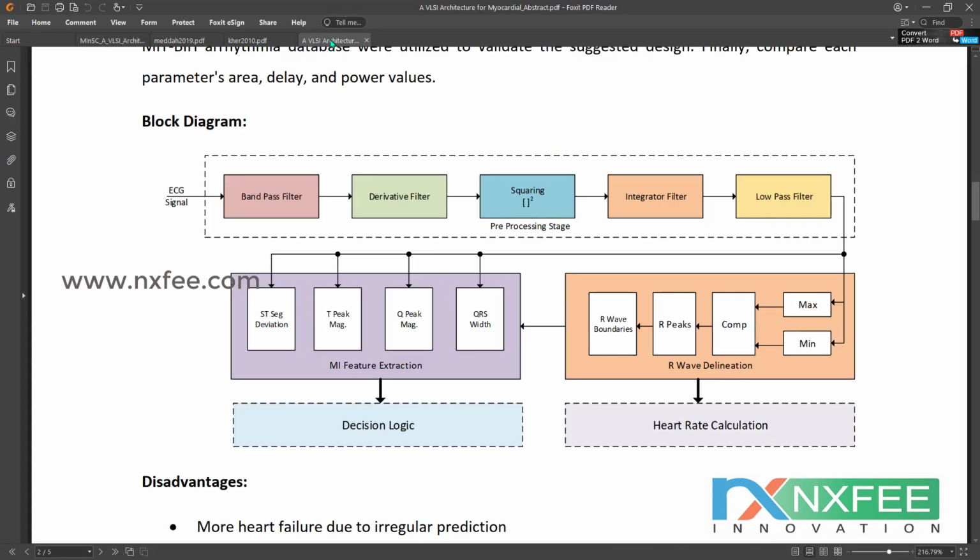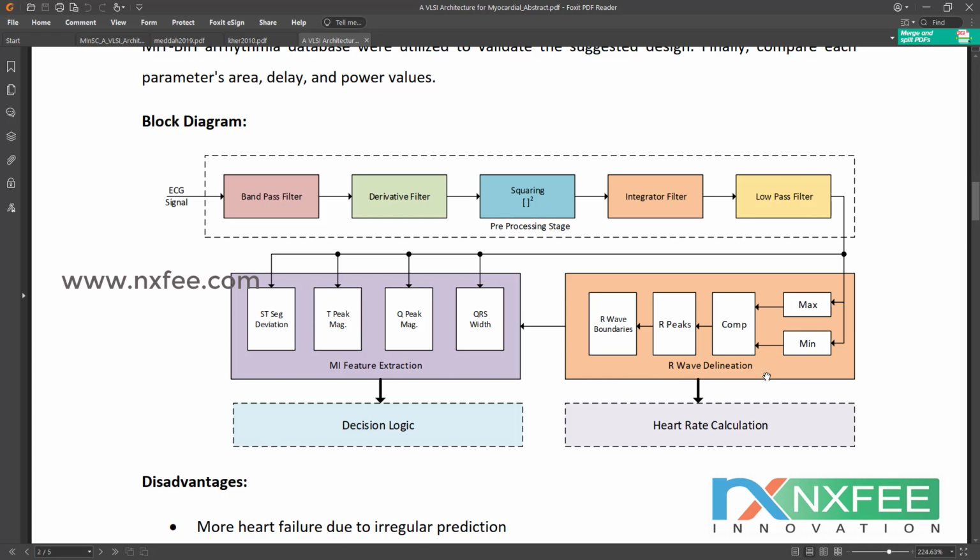So this is the proposed architecture we have used in this paper. Here this is the ECG signal input. It starts with the bandpass filter, derivative filter, squaring, integrator filter and low pass filter. This total module is called the pre-processing stage. After this pre-processing stage we come to MI feature extraction and R wave delineation.